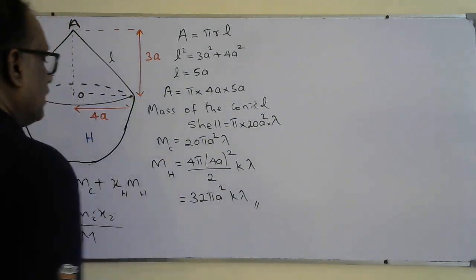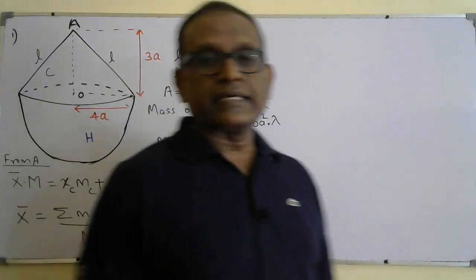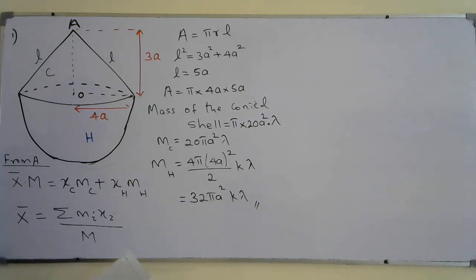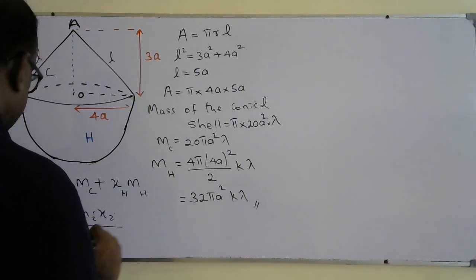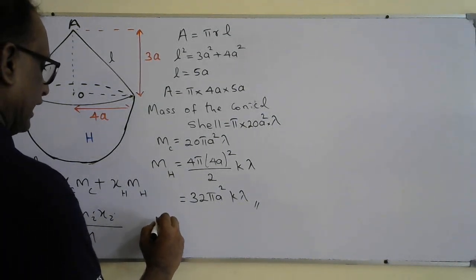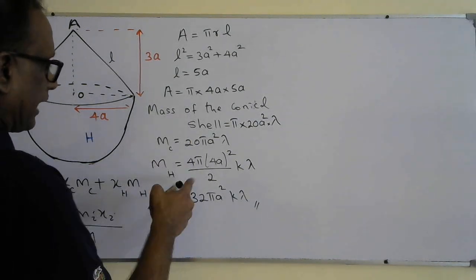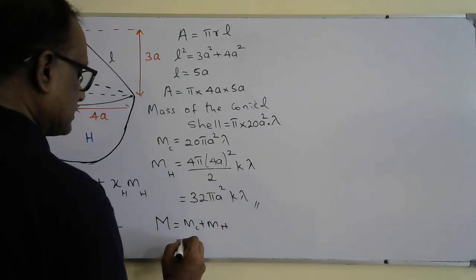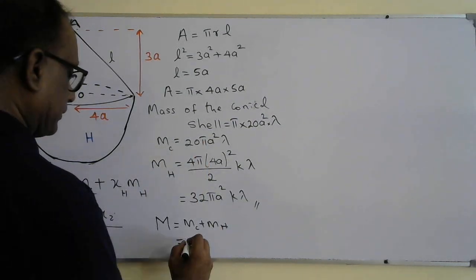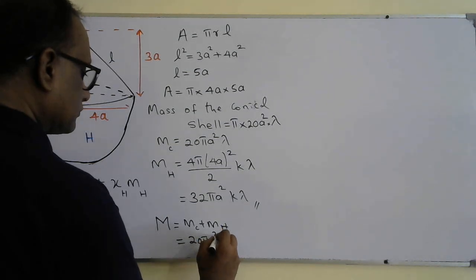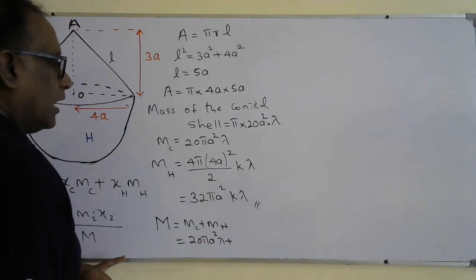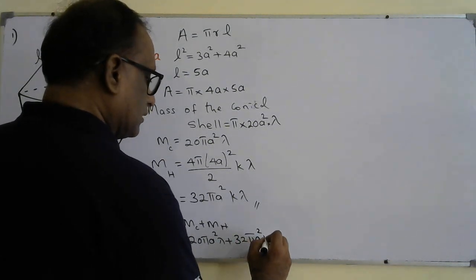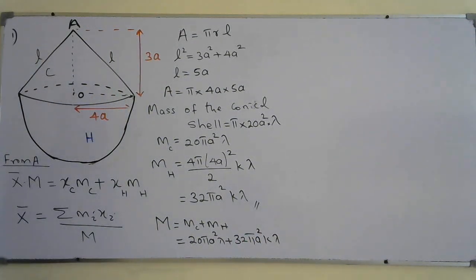That's the mass of the hemispherical shell. So this is called a toy, a hollow toy. Mass of the toy, I named as capital M, is equal to both, that is MC plus MH, 20 pi a squared lambda plus 32 pi a squared k lambda. That is the mass of the toy.